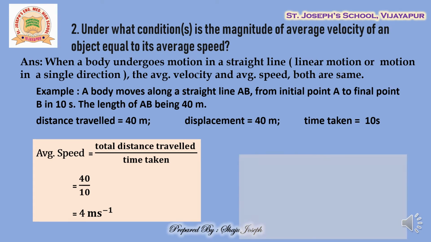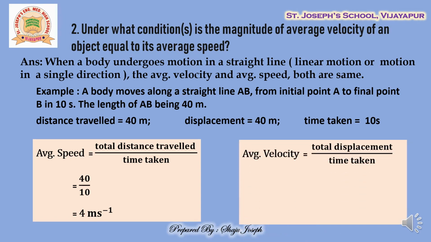Let us now go for average velocity. Velocity is given by the total displacement divided by time taken. What is the total displacement? It is the shortest distance from A to B. The initial point is A, the final point is B. So the distance from A to B is again 40, divided by time taken, which is 10. 40 by 10 again, once more we get the same answer, 4 meter per second.